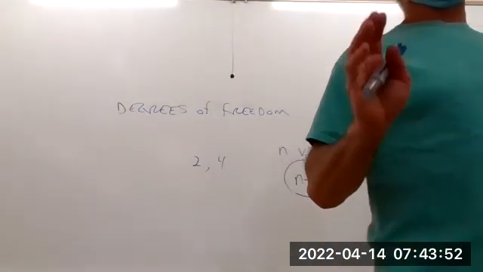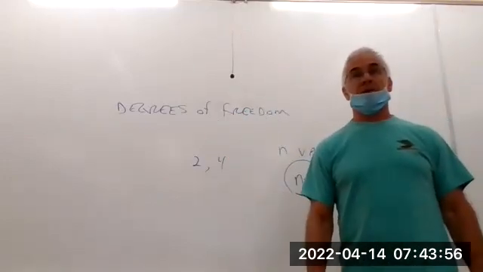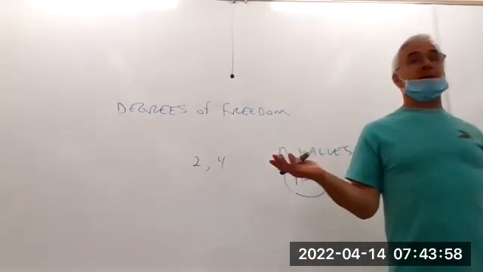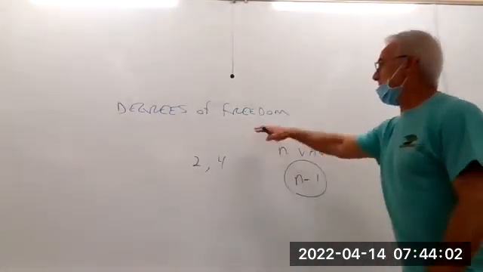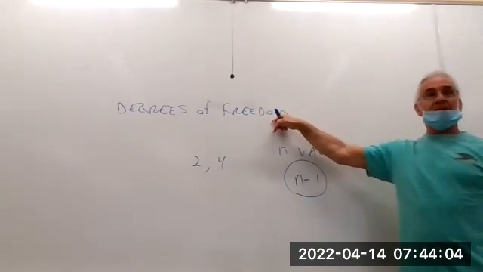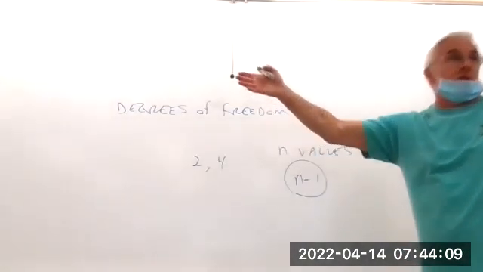Okay, so the degrees of freedom only apply to samples, never to populations. Because again, with populations, you have everything. You're not taking a sample. You have all the numbers. So degrees of freedom is simply one less than the sample size. And that's easy because you're always going to know the sample size.